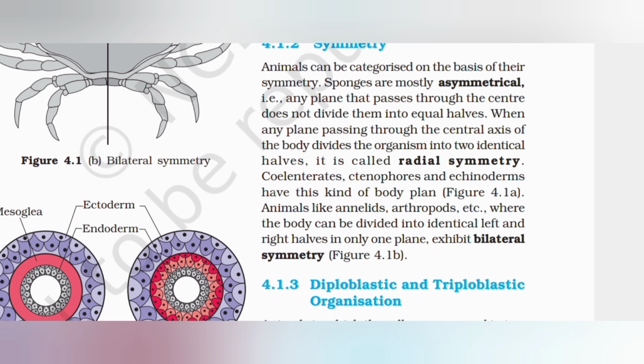Figure 4.1a. Animals like annelids, arthropods, etc., where the body can be divided into identical left and right halves in only one plane, exhibit bilateral symmetry. Figure 4.1b.